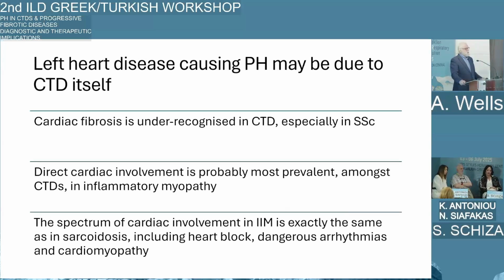Cardiac fibrosis, under-recognized in scleroderma, but probably most prevalent with inflammatory myopathy, and a useful rule of thumb, and I stumble across this a lot, managing patients with inflammatory myopathy, people are not thinking about cardiac disease, but anything you can get with cardiac sarcoid, you can get with cardiac involvement with inflammatory myopathy. And it's often severe. It's often life-threatening when it occurs, and it is a crime to miss it.